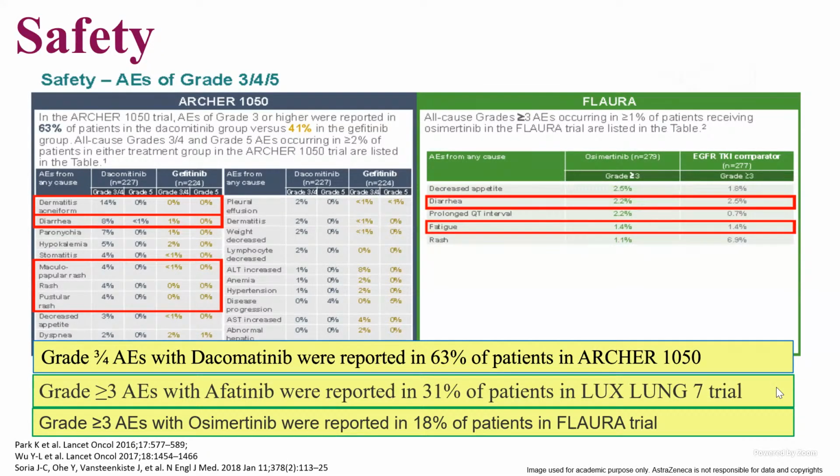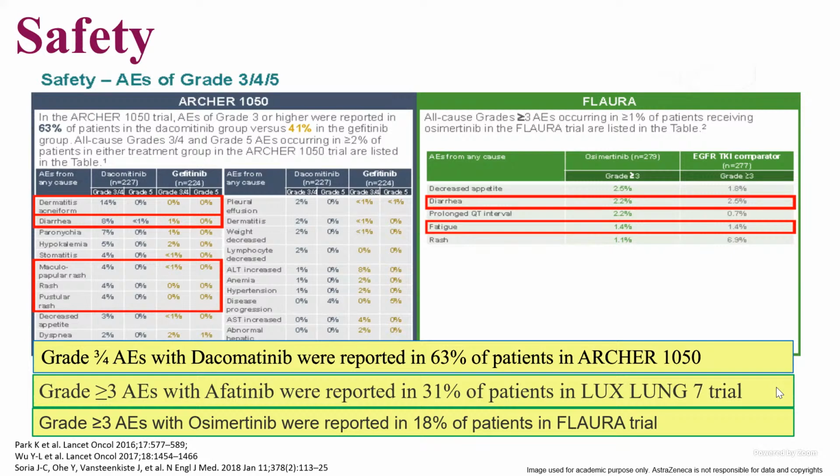Coming to the safety and adverse events of grade 3, 4, or 5, you can see here grade 3 or more adverse events with dacomitinib were reported in 63% of the patients in the ARCHER 1050 study. Grade 3 or more adverse events with afatinib were reported in 31% of the patients in the LUX-Lung 7 trial. Grade 3 or more adverse events with osimertinib were reported in 18% of the patients in the FLAURA trial.